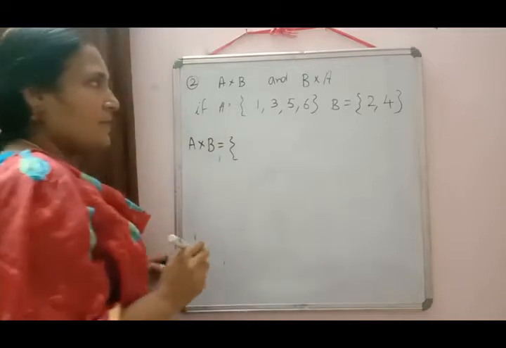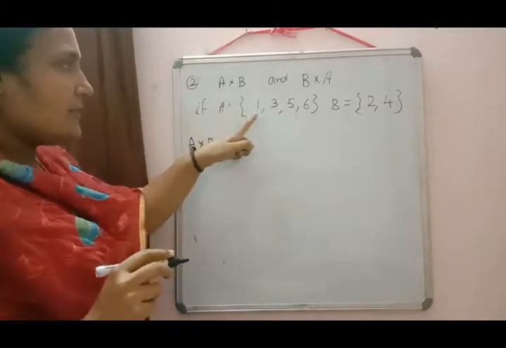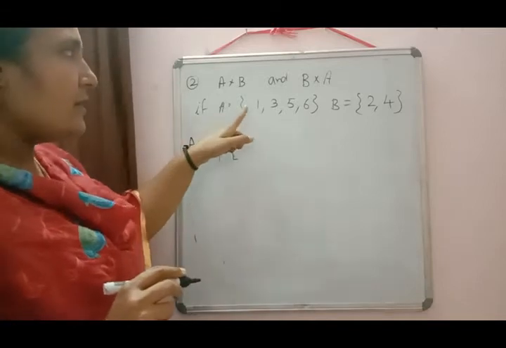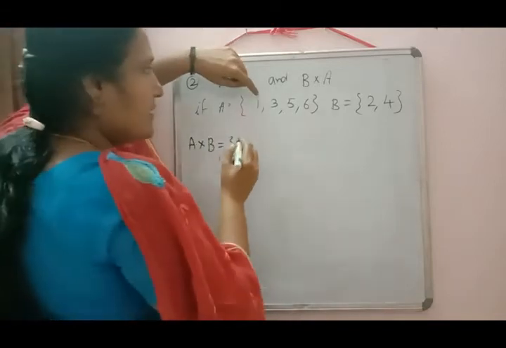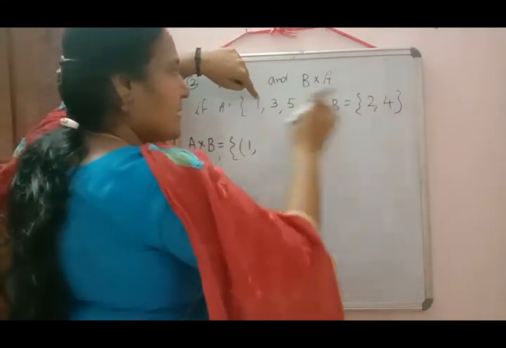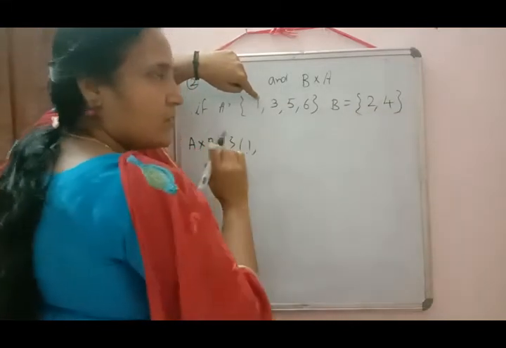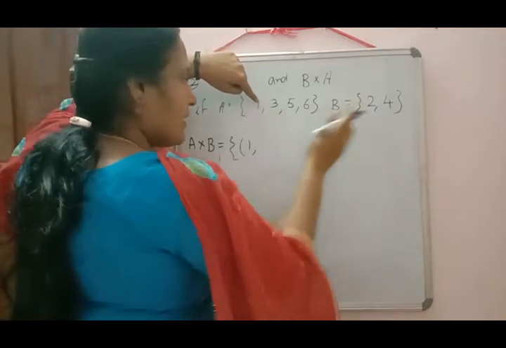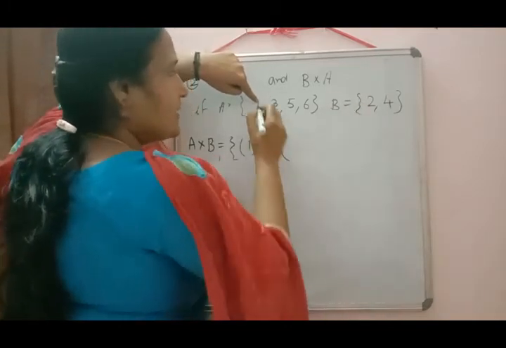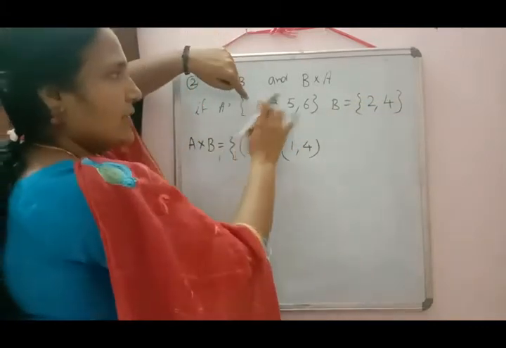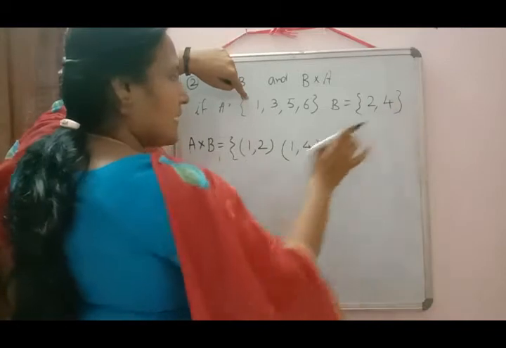So already according to the definition, the first element of A cross B should belong to the first set. Now we can check there. If I am taking the first set as 1 here, now how many elements remain? We have to relate 1 to both the elements. As we are doing the multiplication, first what will come? 1 comma 2. Next one? 1 comma 4. So 1 is related to 2 and 1 is related to 4.